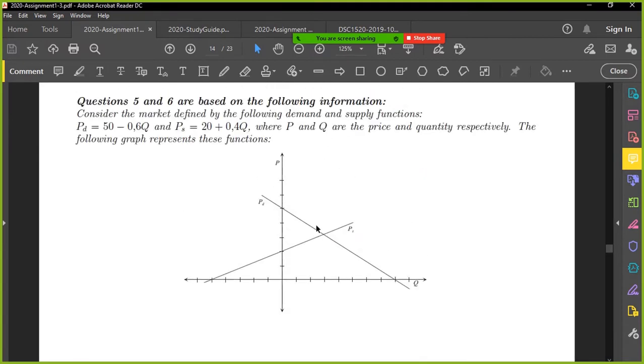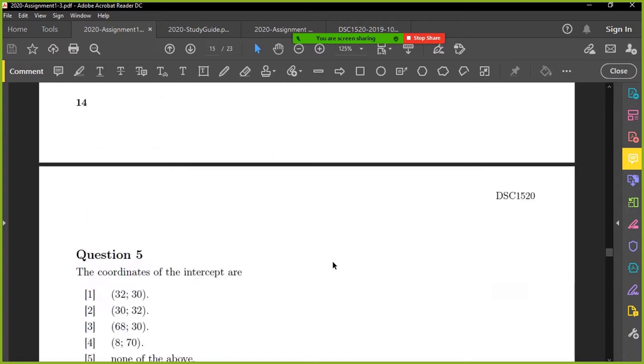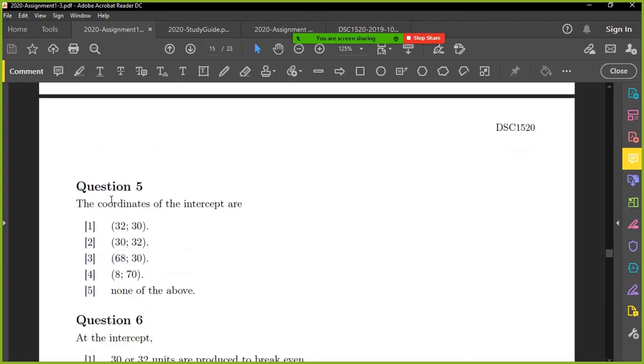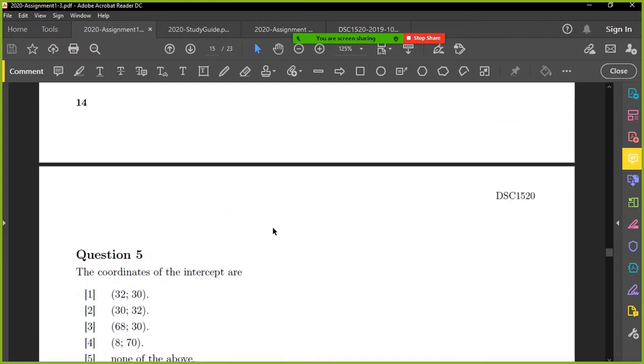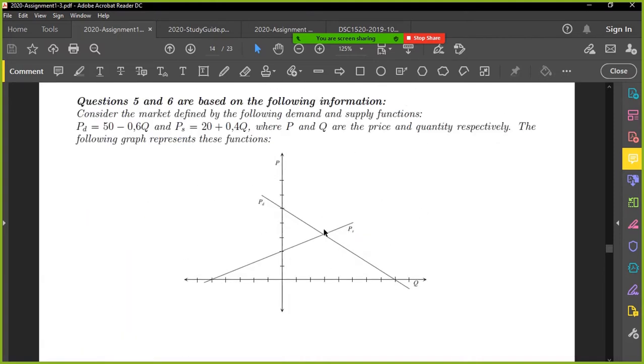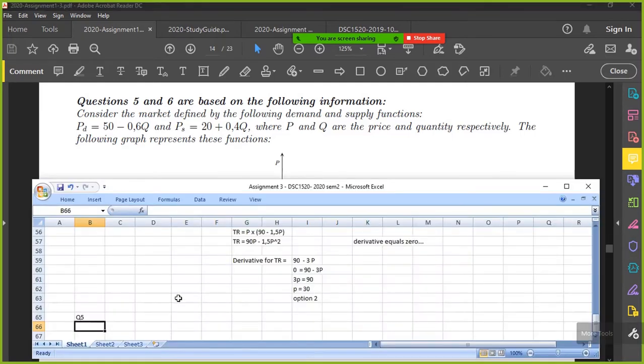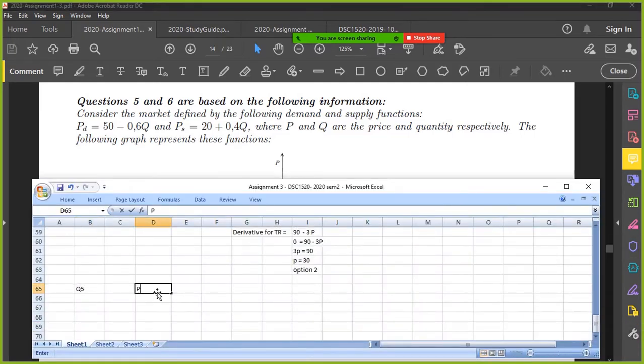Okay, there's demand. Demand slopes downwards, price, supply slopes upwards. That's correct. What do they want? Number five, the coordinates of the intercept are. In other words, where does it cross? That's basic simultaneous equations. So PS, that could also be equilibrium, eh? Correct, yeah. PS equals PD. It's the point of equilibrium, 100%.